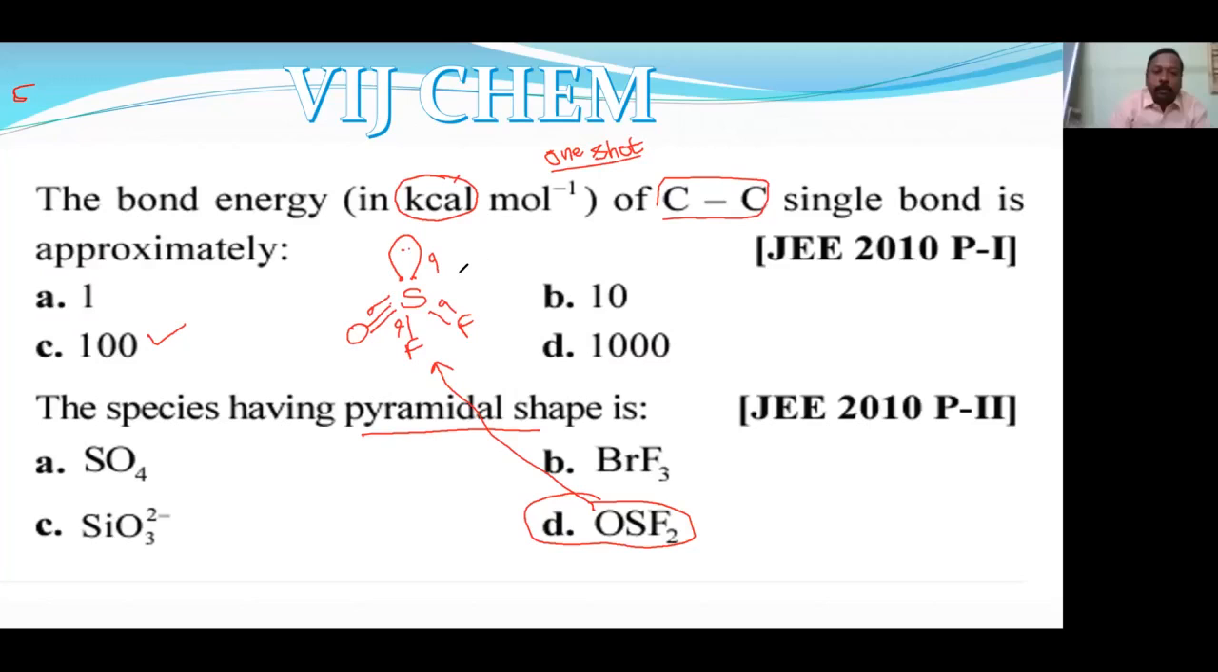Okay, so it is 3 sigma bonds, plus one lone pair can also be considered as a sigma bond only. So total it will be 4. So 4 means sp3 hybridization. sp3 hybridization with one lone pair will be pyramidal shape. Okay. So this is all about the OSF2. Understood? Actually, it should be SO4 negative, then it will be tetrahedral. BrF3, like that if you find out. Okay. Like that if you find out.